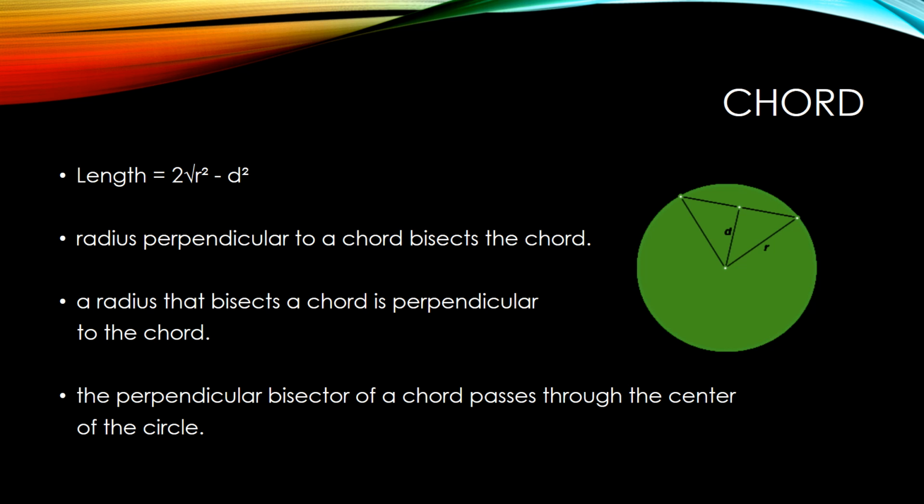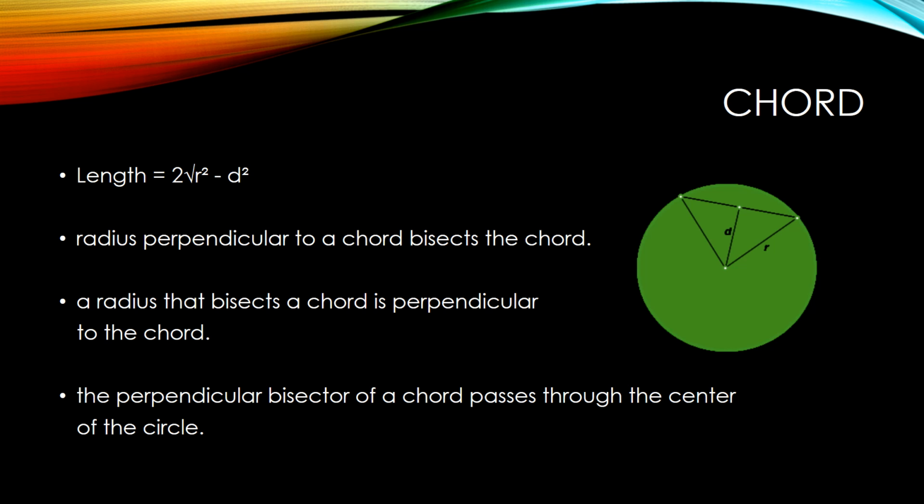A chord is a line that links two points on a circle or curve. A diameter is a chord that contains the center of the circle. Below is a formula for the length of a chord, if you know the radius and the perpendicular distance from the chord to the circle center. This is a simple application of Pythagoras' theorem. So length equals 2 into square root of r squared minus d squared, where r is the radius of the circle and d is the perpendicular distance from the chord to the circle center.